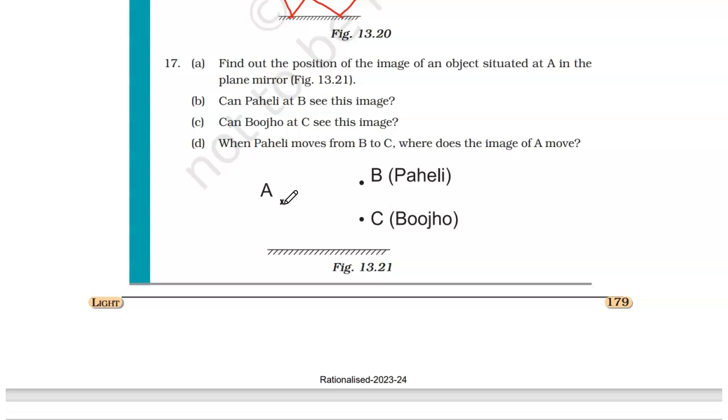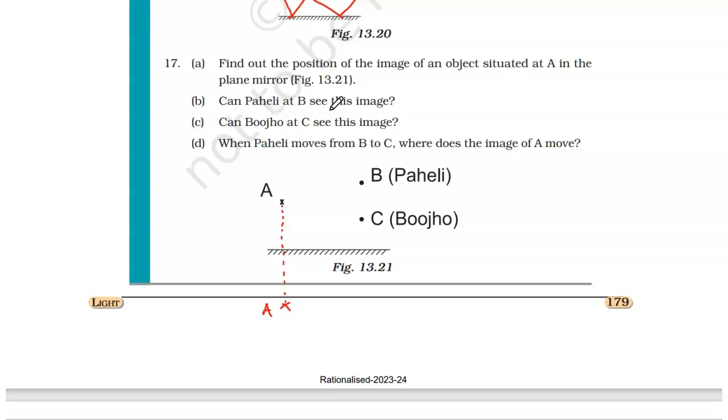If you stand in front of a mirror, you see your image in the mirror. And how far do you see your image? Exactly how much you are in front of the mirror, the image will be formed exactly the same distance behind the mirror. And do you see yourself big, small, or of the same size? Same size. So the image will be at the same distance and of the same size. Here you see the image of the object A.